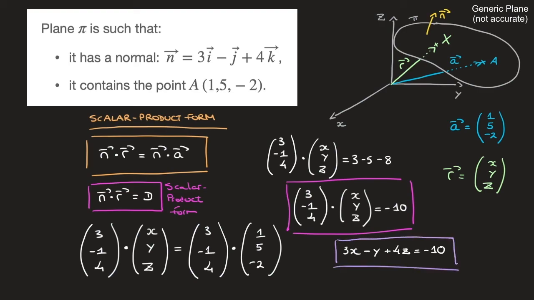And there we go. We now know how to write a plane's equation in scalar product form and find its Cartesian equation from it using a normal to the plane and the coordinates of a point contained in that plane. And that's it for this tutorial.